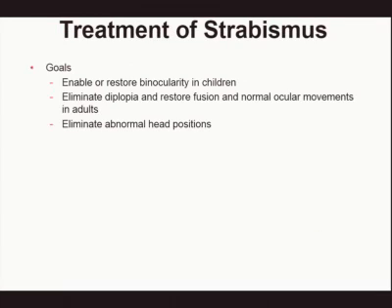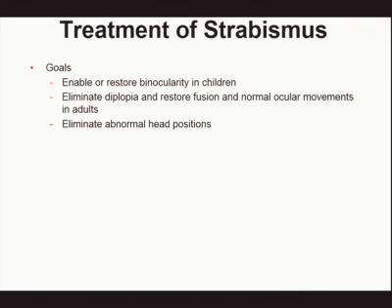So the treatment for strabismus, the goals of strabismus surgery are to enable or restore binocular vision in children. So we don't consider this a cosmetic thing, and this is typically covered by insurance because it is improving their visual function. In adults, often they will have double vision. So a goal is to eliminate diplopia and restore fusion and normal ocular movements.